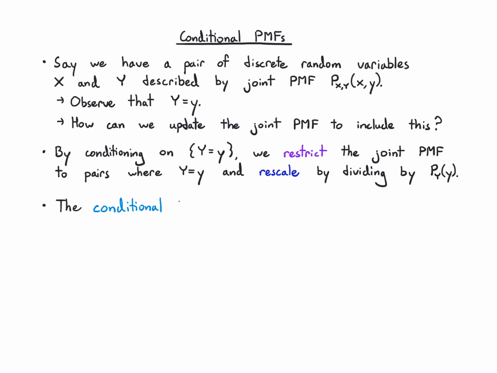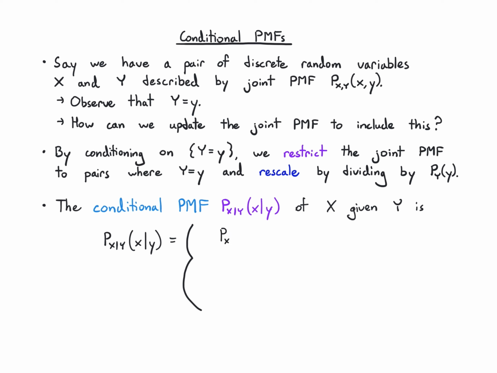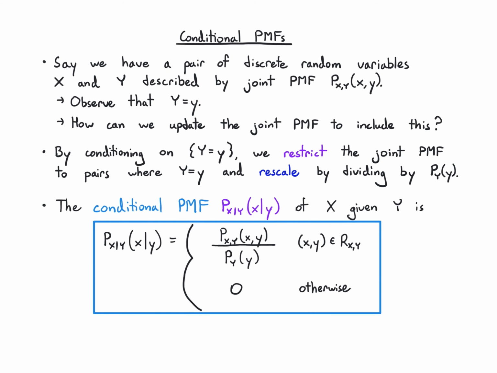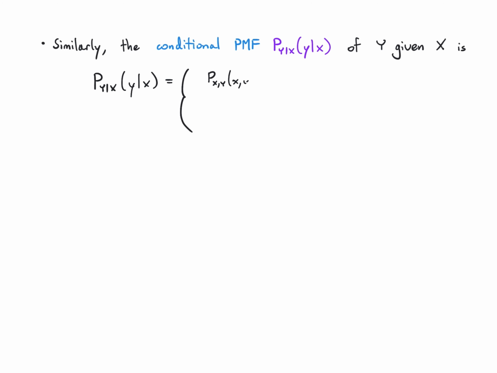So the conditional PMF, P of X given Y, we write this notation with a bar to remind ourselves of conditioning, is given by this formula. It's the joint PMF divided by the marginal of Y in the range, and zero otherwise. And that's it, it's very simple. You just take the joint PMF divided by the marginal PMF of the thing that you've observed. We can also define the conditional PMF of Y given X. It's the same definition, except now we're dividing by the marginal of X, because X is what we've observed in this case, but it's the same definition.